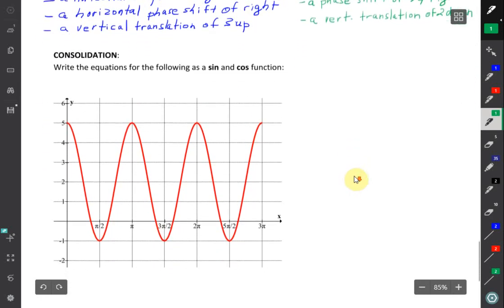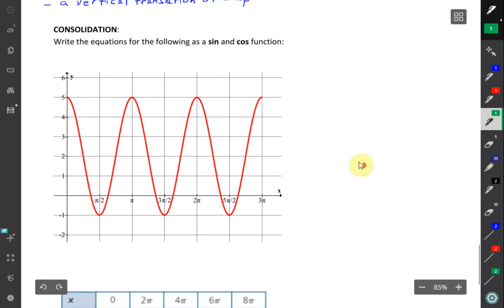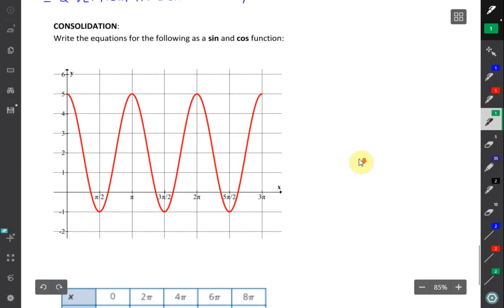And now what I would like to encourage you to do is go ahead and try this consolidation. I recognize that using radians, we haven't put all of these transformations together in one question, but I think with your experience from grade 11 and the fact that we just reviewed them individually, you would be able to do this on your own. So give that a try.